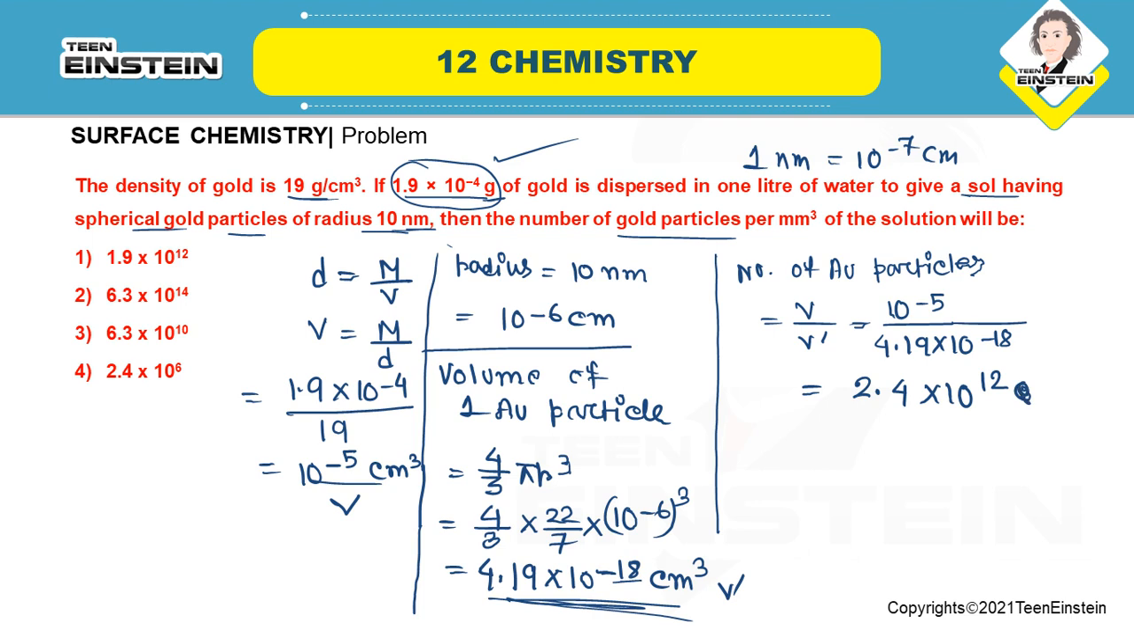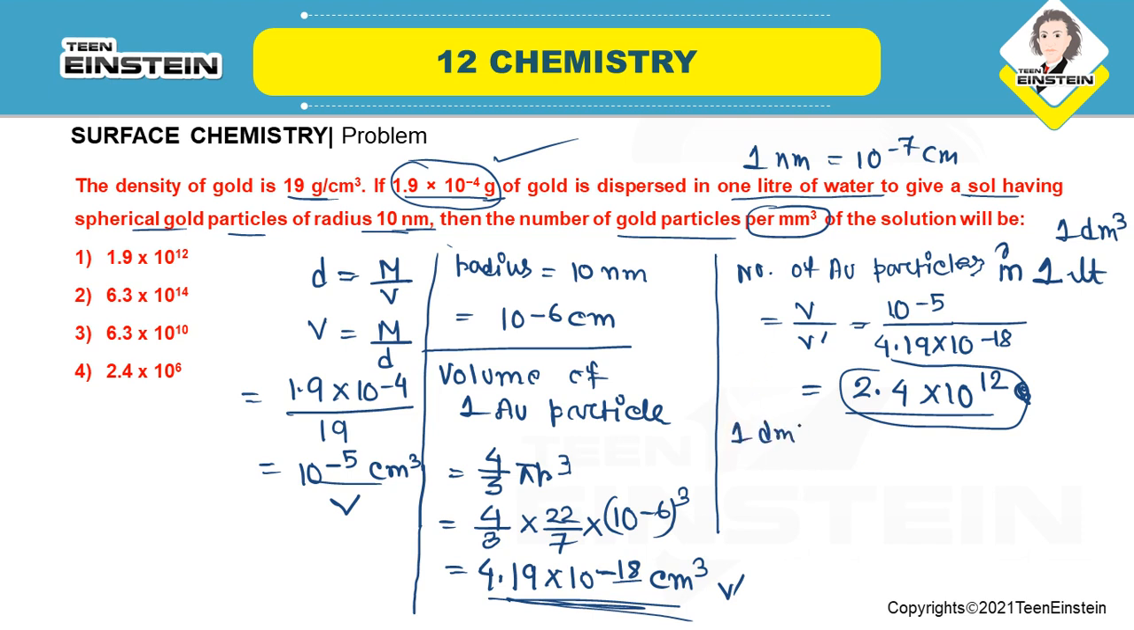Next, if we look at the question carefully, we have to find the number of gold particles per millimeter cube. So this is not the final answer. This is the number of gold particles present in 1 liter of water, but we have to find the number of particles in 1 millimeter cube of water. Now 1 liter means basically 1 dm cube. So 1 dm cube we will convert to millimeter cube.